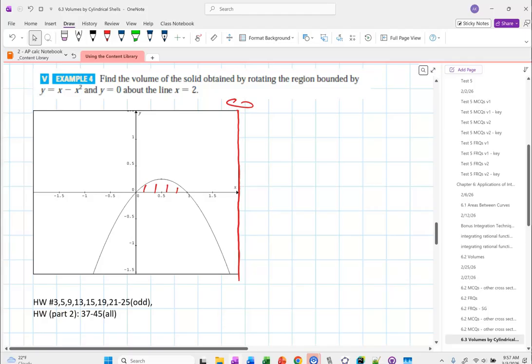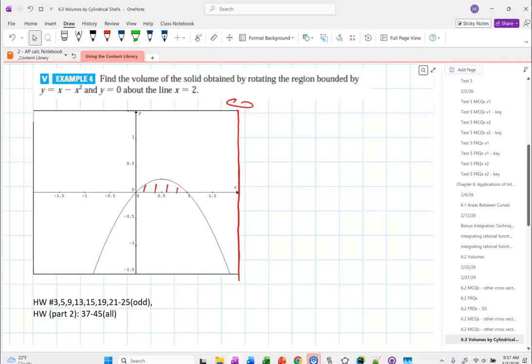the inner and outer radius would be on the same curve, right? Everybody's okay with that? That's my cue that I should do a shell. Is everybody okay? So the inner and outer radius would both be attached to y equals x minus x squared. So I'm going to want to do this as a shell problem instead of a disk problem.